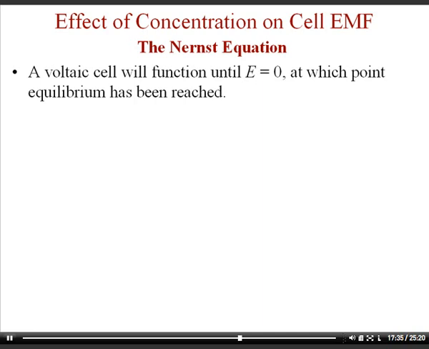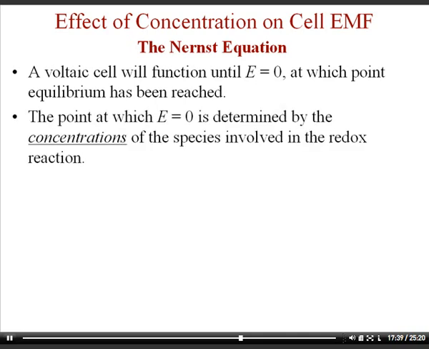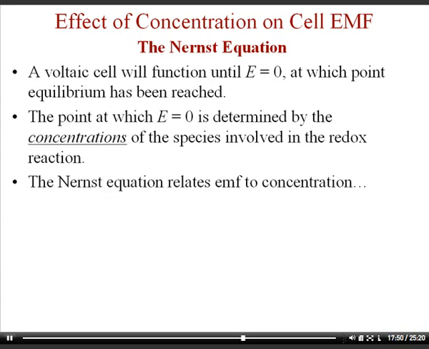So a voltaic cell will function until E is equal to 0. At that point, equilibrium is reached. So at the point at which equilibrium is reached, the E value equaling 0 can be determined by the concentration of the reactants and the products that are involved in the redox reaction. And the Nernst equation relates the EMF to the concentration of stuff in the anode compartment and the cathode compartment.